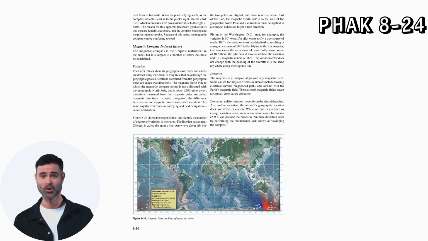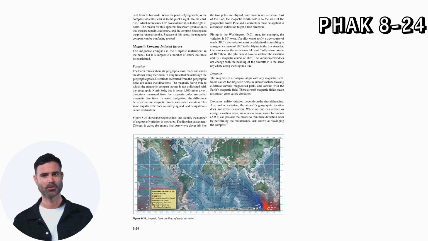When the pilot is flying north, as the compass indicates, east is to the pilot's right. On the card, 33, which represents 330 degrees west of north, is to the right of north. The reason for this apparent backward graduation is that the card remains stationary, and the compass housing and the pilot rotate around it. Because of this setup, the magnetic compass can be confusing to read. Magnetic compass-induced errors. The magnetic compass is the simplest instrument in the panel, but it is subject to a number of errors that must be considered.